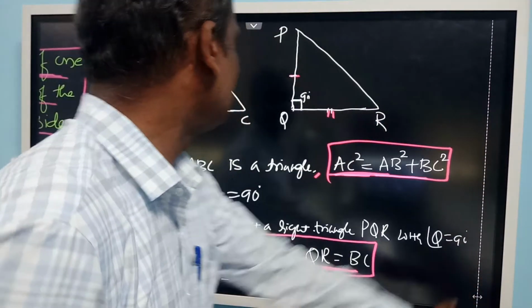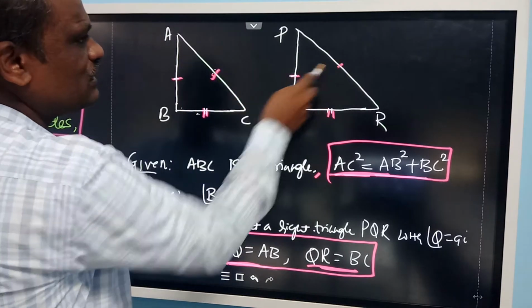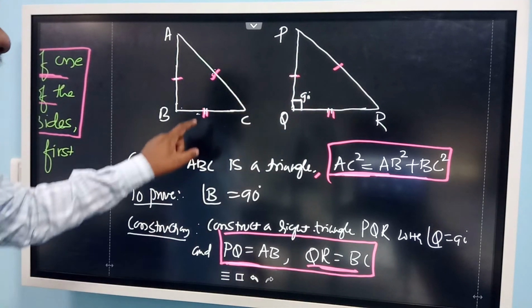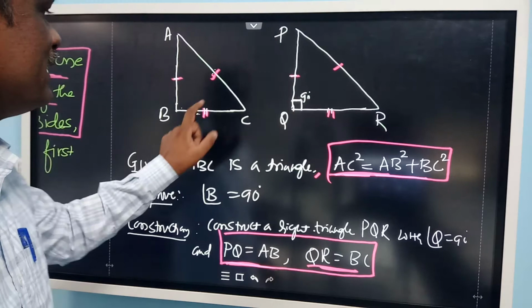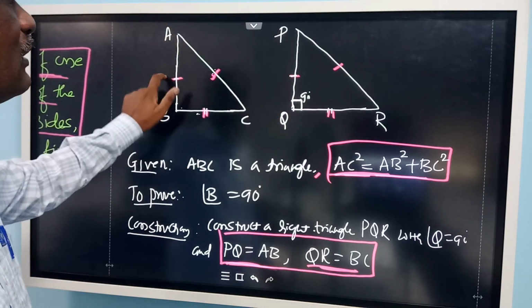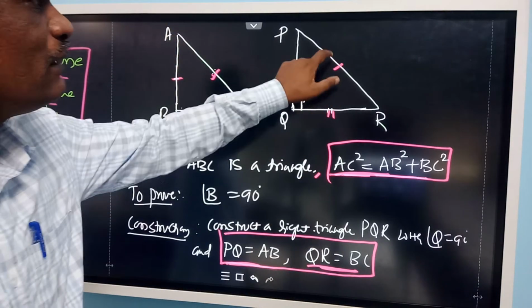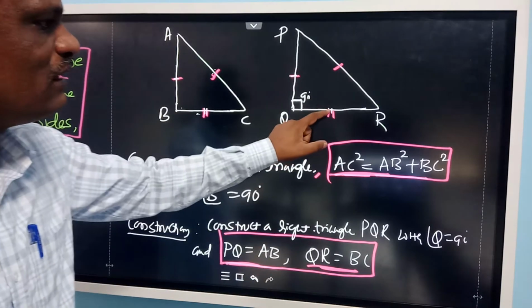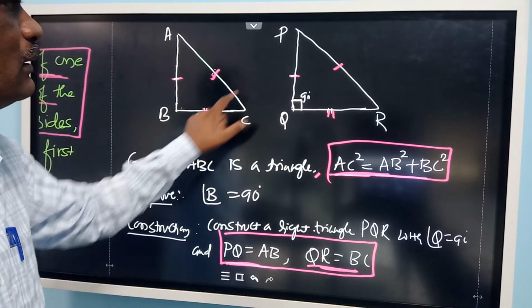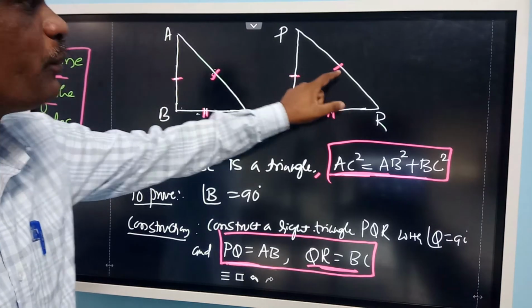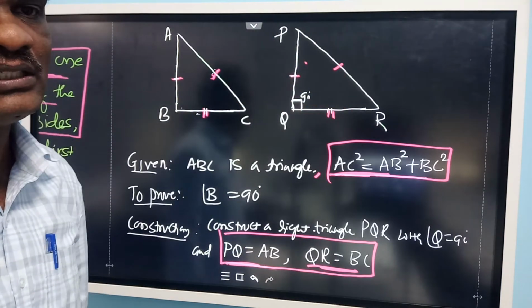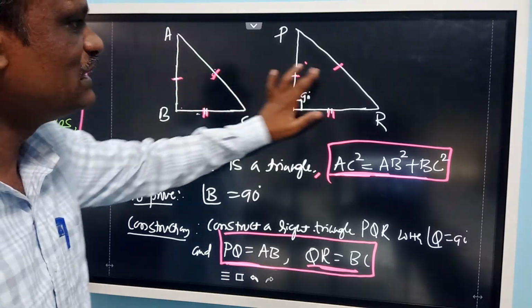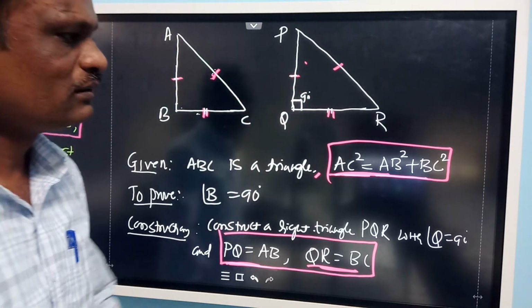Okay, so now look at this. We proved that these two sides are also equal. So in the construction we have taken QR is equal to BC, PQ is equal to AB, and here we proved that PR is equal to AC. Tell me what you can prove from this. We have by construction these two are equal, these two are equal, and proved that these two hypotenuses are also equal. Then what about these two triangles? Can you tell me?